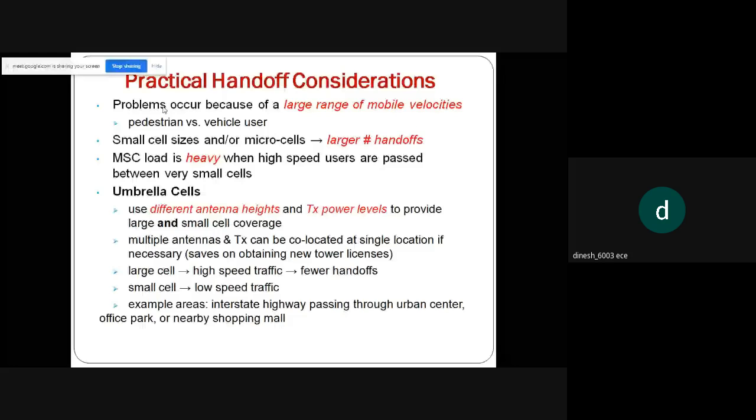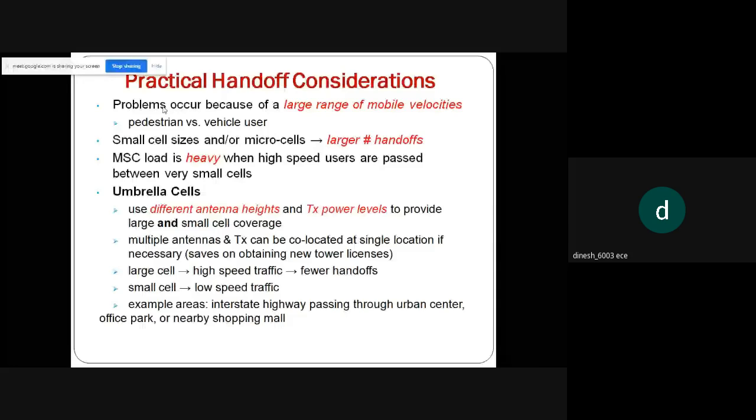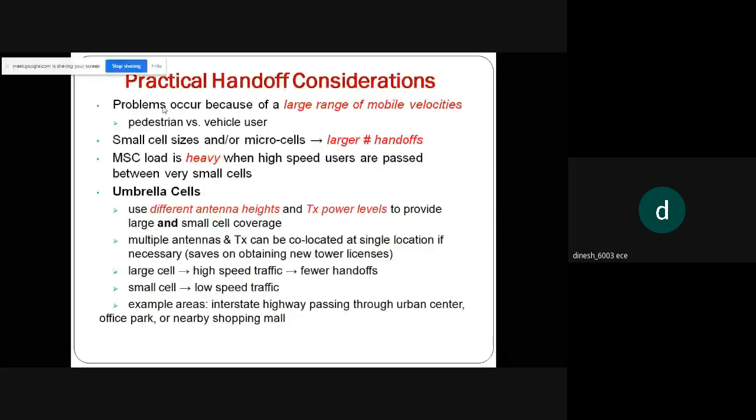So for this, the concept of umbrella cells is being introduced. Okay, umbrella. We see that also. So umbrella cells use different antenna heights and transmitting power levels to provide large and small cell coverage. I'll show you that in the diagram. Multiple antennas and transmitters can be co-located at a single location if necessary. So larger cells will cover high-speed traffic with fewer handoffs.